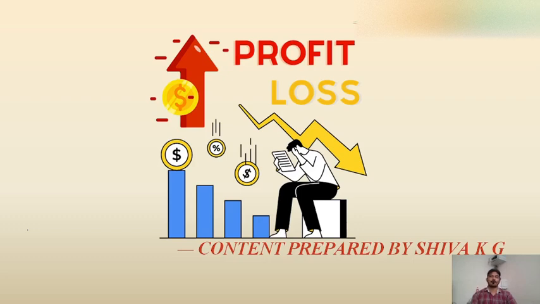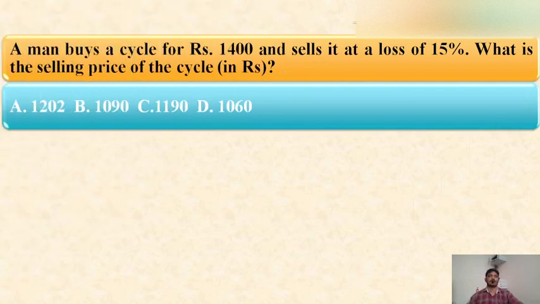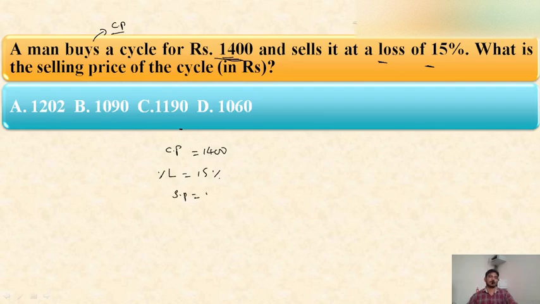Let us start with the first question. A man buys a bicycle or a cycle for 1500 rupees and sells it at a loss of 15%. So what he buys means we need to consider this as the cost price. The cost price is 1500 rupees, and he gets a loss of 15 percent. What is the selling price of the bicycle? We need to find the selling price.